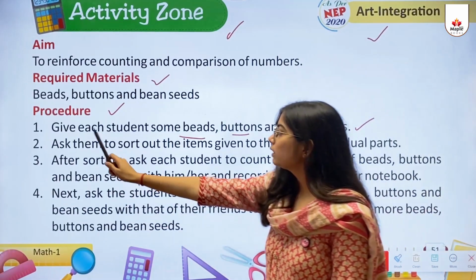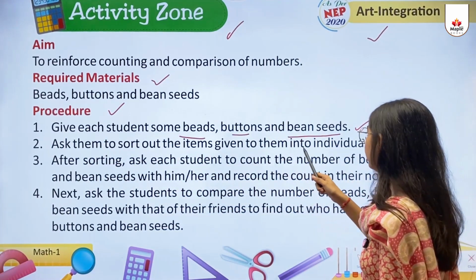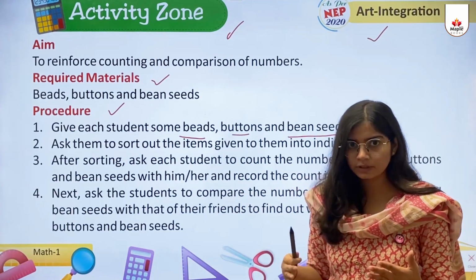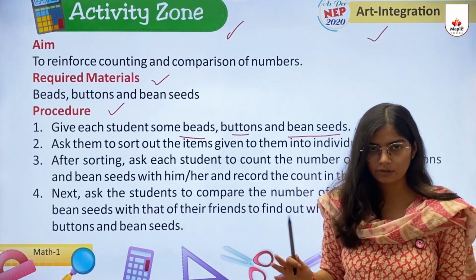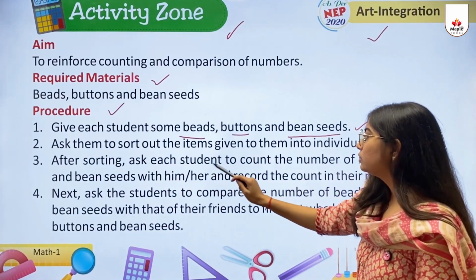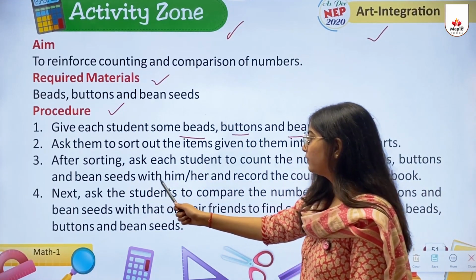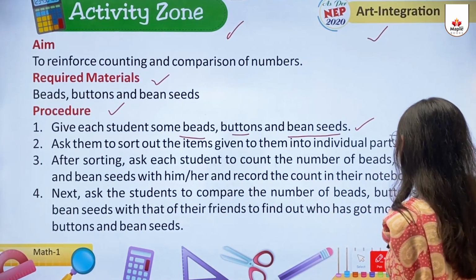Then second, ask them to sort out the items given to them into individual parts. फिर जो भी उन्हें ये सारे items दिए हैं, इनको individual part में sort करना है, separate करना है individually. Okay. Then third, after sorting, ask each student to count the number of beads, buttons and bean seeds with him/her and record the count in their notebook.